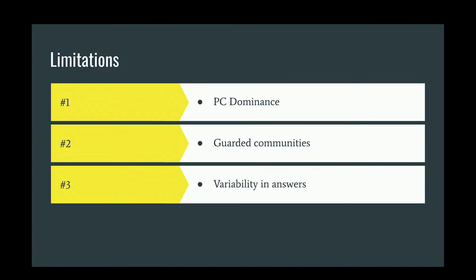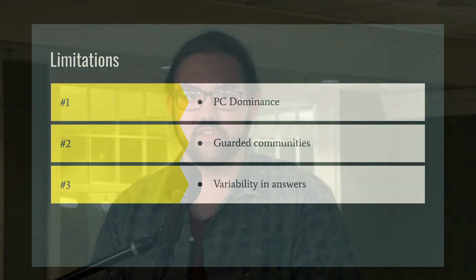Guarded communities was another limitation, because a lot of forums, in their guidelines, are going to take down the survey that we post. The last limitation was variability in answers. We had a lot of open-ended questions, and due to that, we had so much variability that we couldn't really find any concrete trends.